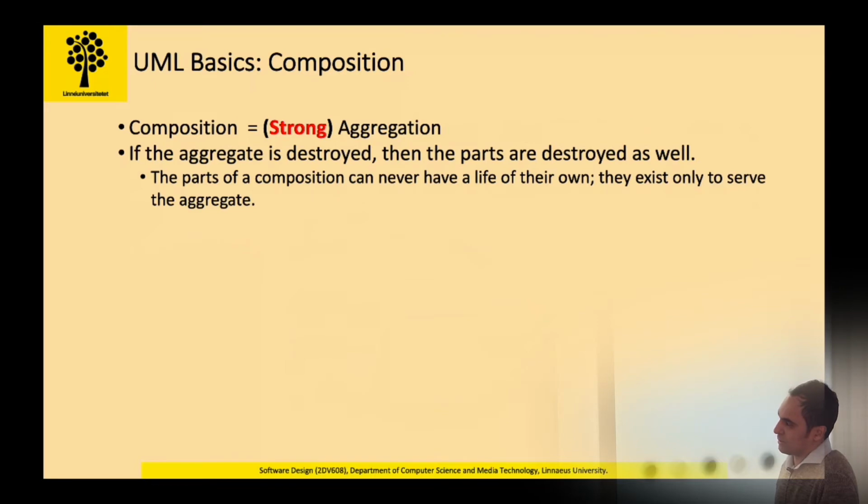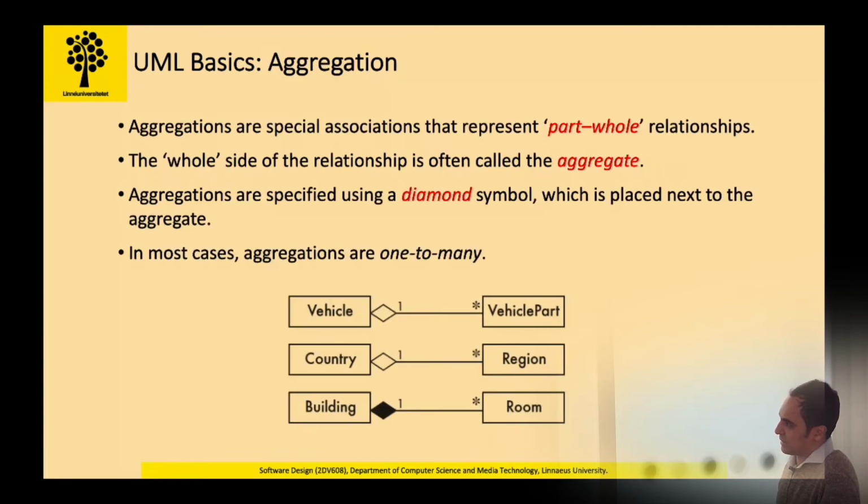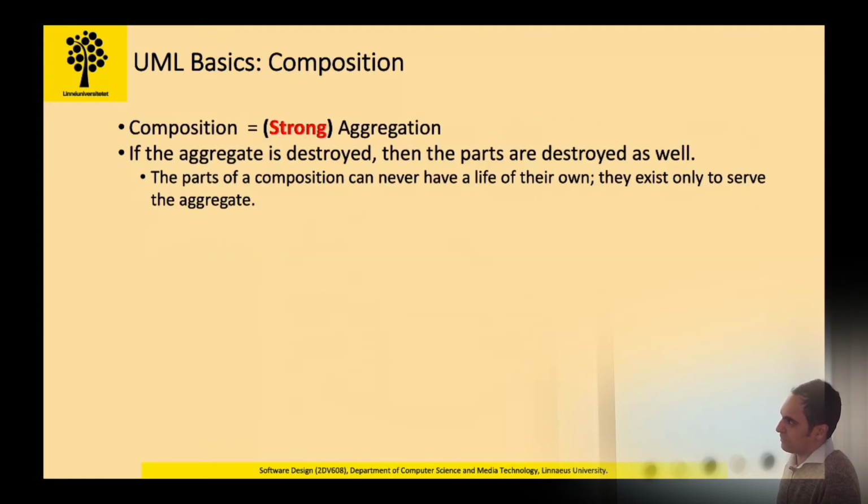But then we also have composition, which is a stronger aggregation. The difference between composition and aggregation is that when you destroy the vehicle, or when you break the country, the regions or the vehicle parts are still there, so those will not be removed or go away. But when you destroy the building, so this is the composition, all your rooms will be destroyed, so the room will not exist. So that's why it's a stronger constraint or relationship than the aggregation. So composition is basically a strong aggregation.